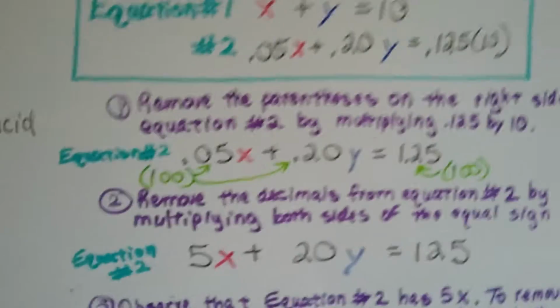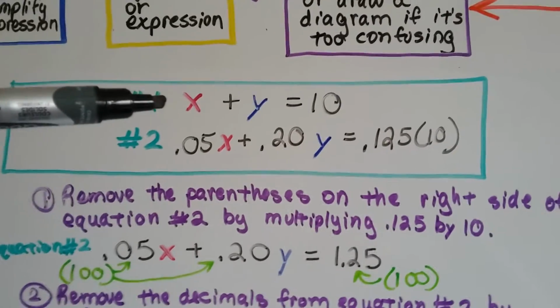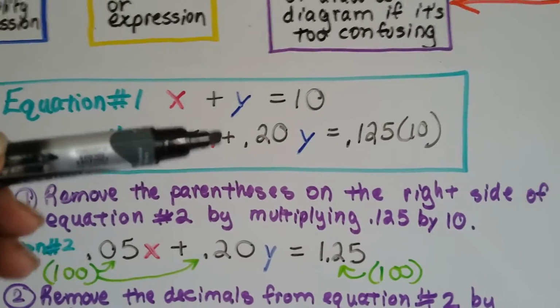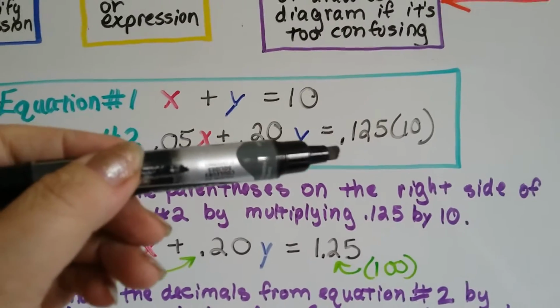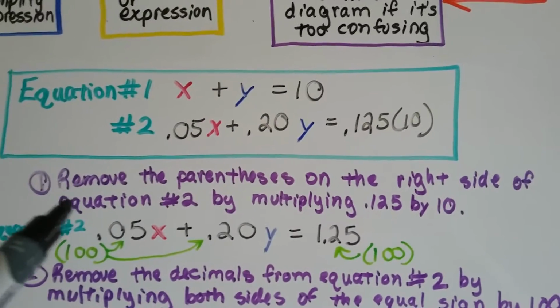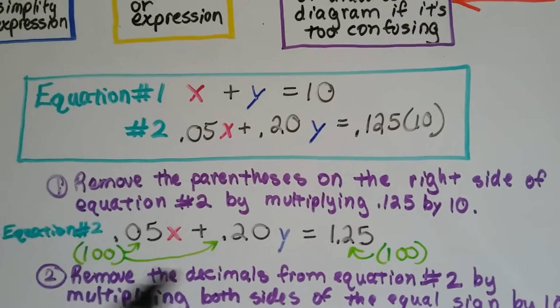All right? So let's see what we've got here. We moved up here to get more room. Here's equation number 1, x plus y equals 10, and equation number 2, 0.05x plus 0.20y equals 0.125 times 10. So the first thing we need to do is remove the parentheses from the right side of equation 2 by multiplying 0.125 by 10.